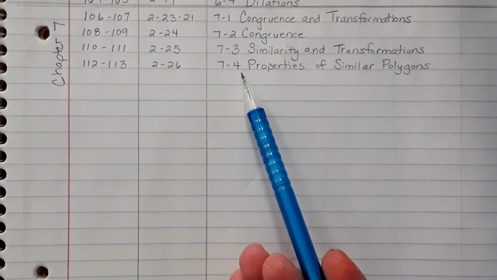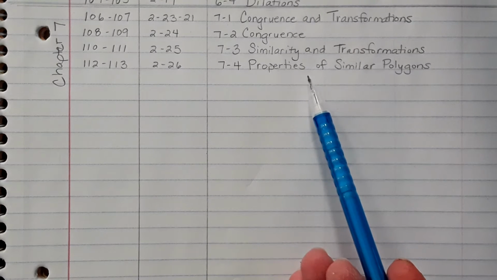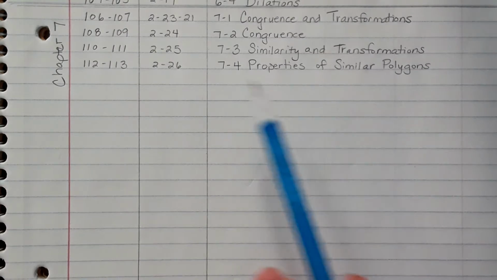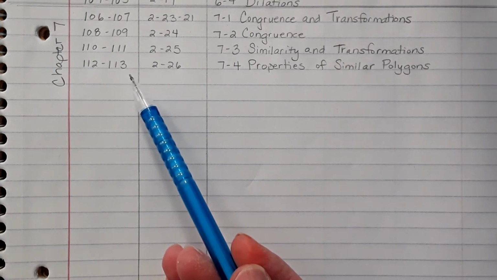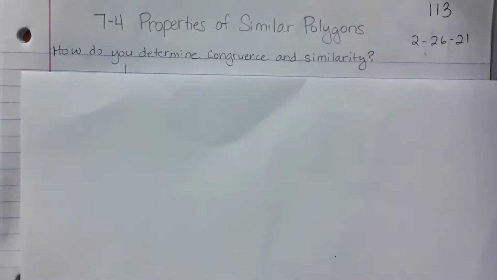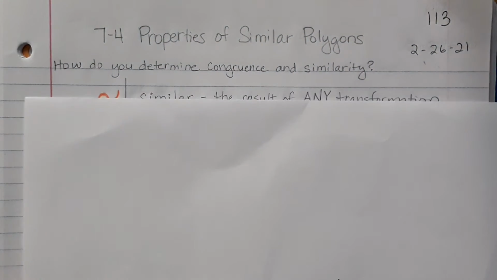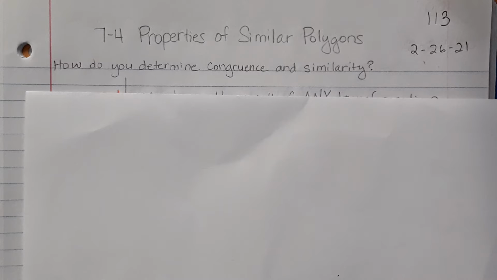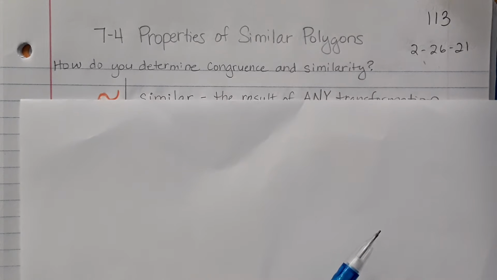Chapter 7, Lesson 4, Properties of Similar Polygons. Let's turn to page 113 in our notes. So we remember similar has the same shape, but not necessarily the same size.